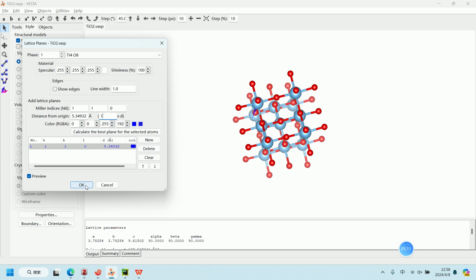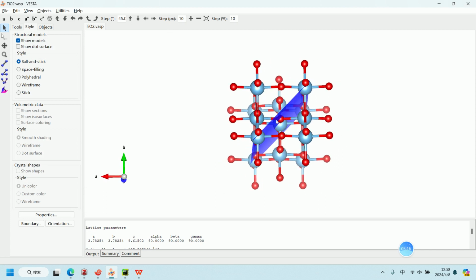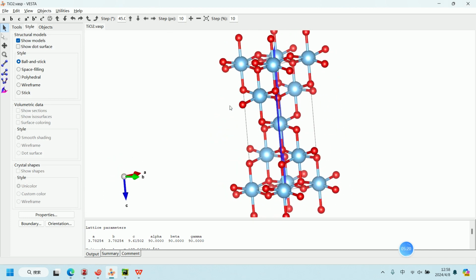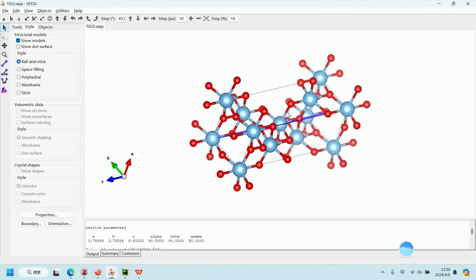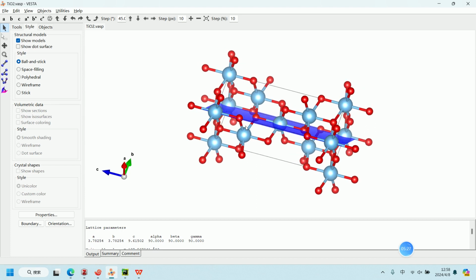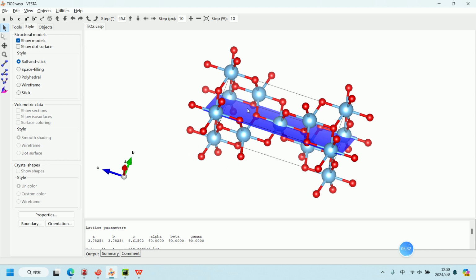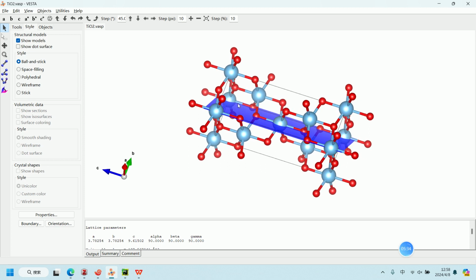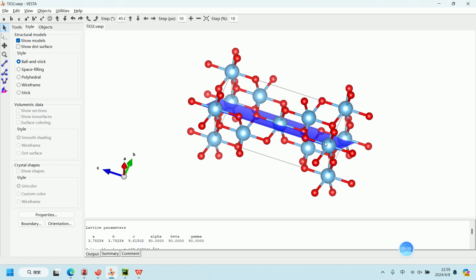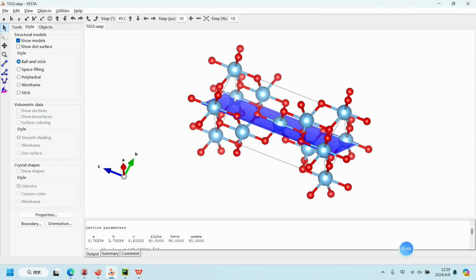So this is the 110 plane for the structure of anatase. And now we need to determine the new set of basis vectors. That is to say, we want our A prime and B prime in the new set of basis vectors to be parallel to this 110 plane. So how to do that?